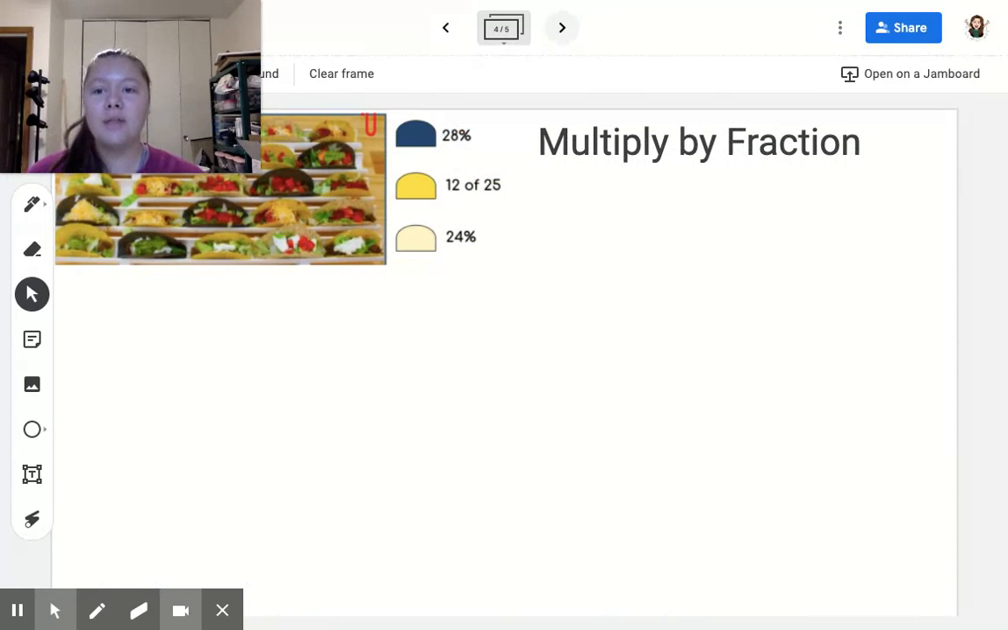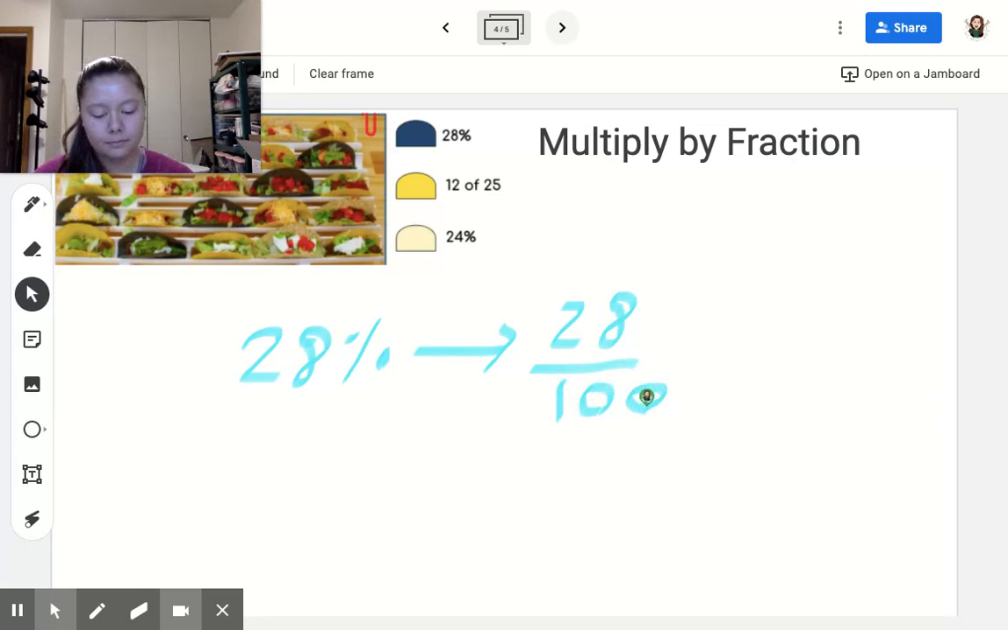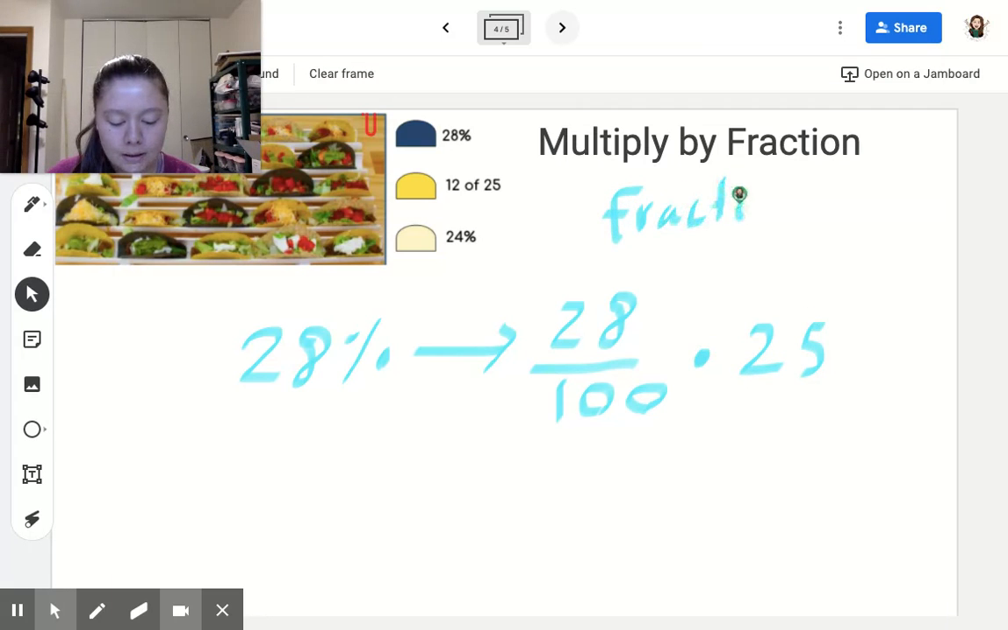Right, now this other method, multiply by fraction, is a method that you may have learned in 6th grade. So you take that percent, so I take my percent, 28%, and I turn it into a fraction. So that would be 28 over 100. Right? And then I'm going to multiply by that whole number. So then I will multiply by 25. So you take that fraction and you multiply by the whole number, that total.